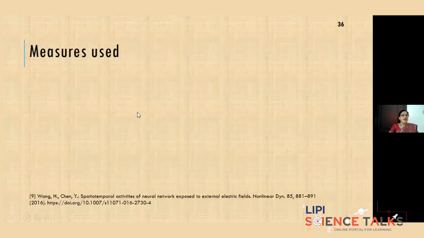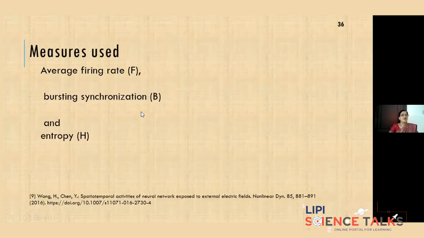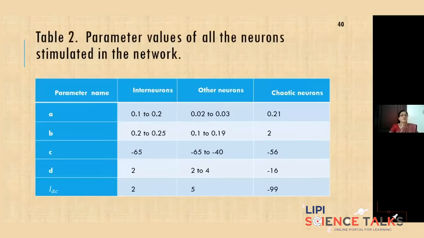Now we will examine here the firing rate, the synchronization and the entropy of the neural network, and then we will find out the network behavior. We can choose parameter values A, B, C, D that we have already seen in the equation, and you can make the neurons chaotic by adjusting these values. You can simulate the individual neuron dynamics and find out whether it is chaotic or not.